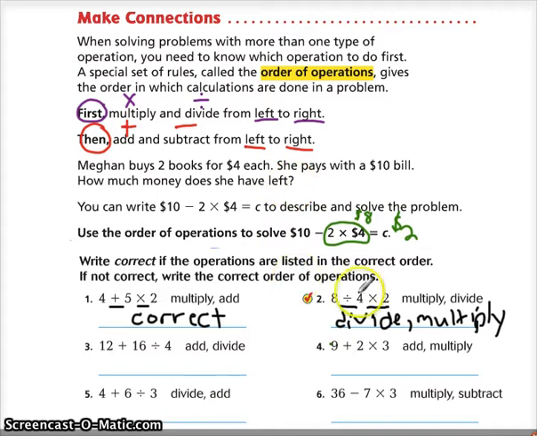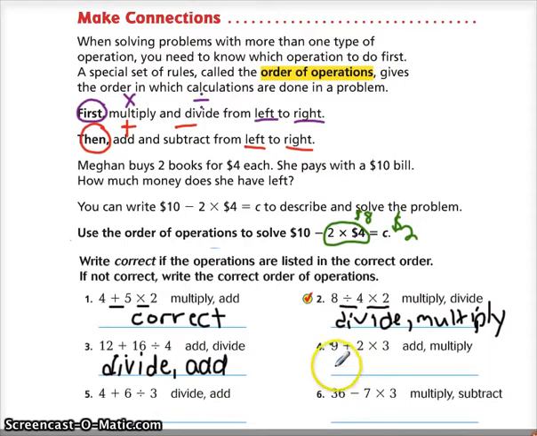Let's think about what it would be. 8 divided by 4 is 2, and 2 times 2 is 4. Okay, number 3 says 12 plus 16 divided by 4. It says add, divide. I disagree with this because my order of operations says that I should multiply and divide first, add and subtract second. So I'm going to list divide and then add. Since 16 divided by 4 is 4, 12 plus 4 is 16, our answer would be 16.